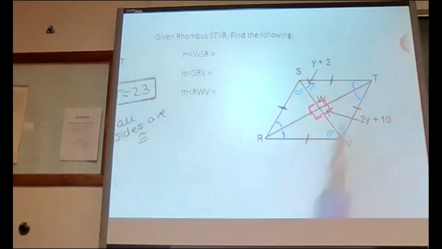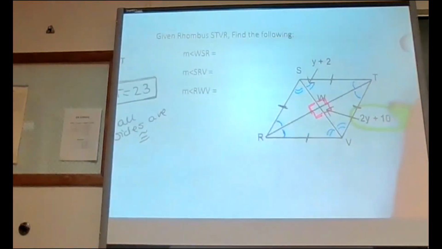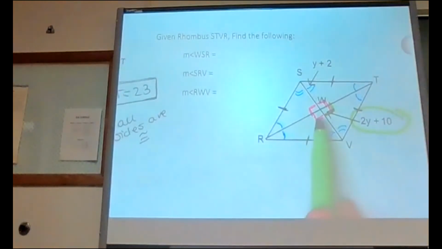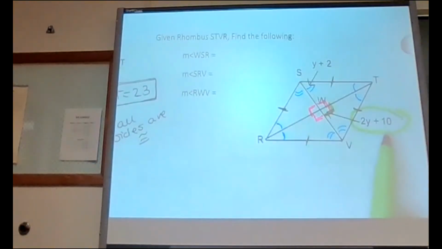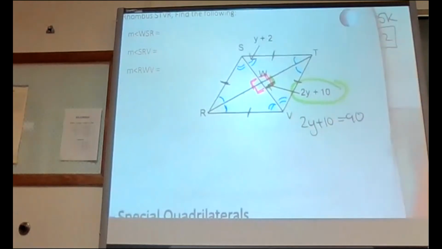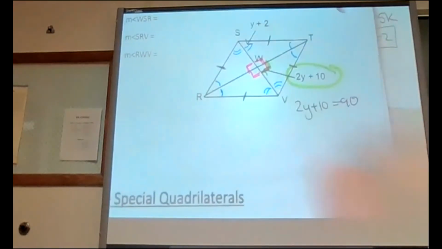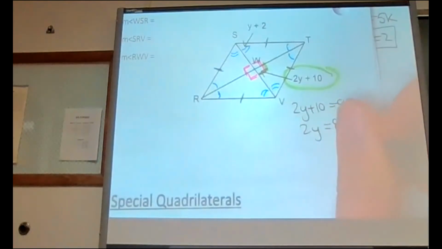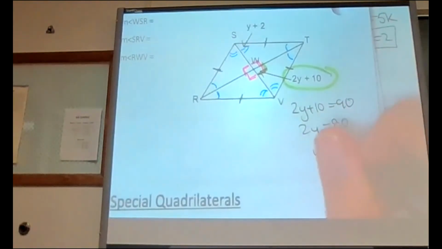So now that I've marked it, this is the piece that I can start with, because I know that angle measurement. I can't set this equal to that. They're not equal. They're not the same angle. And I don't know what this angle here is, but I do know that 2y plus 10 equals 90, because that's one of my 90-degree angles. So I say, okay, 2y plus 10 equals 90. Or 2y equals 80. y equals 40.